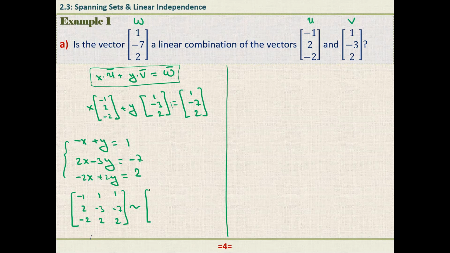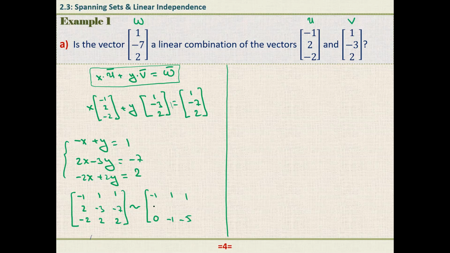Here we have first, -1, 1, 1. If you add the second row to the third row, we have 0, -3 + 2, that is -1, and -7 + 2, that is -5. And multiply the first row by 2 and add to the second row.